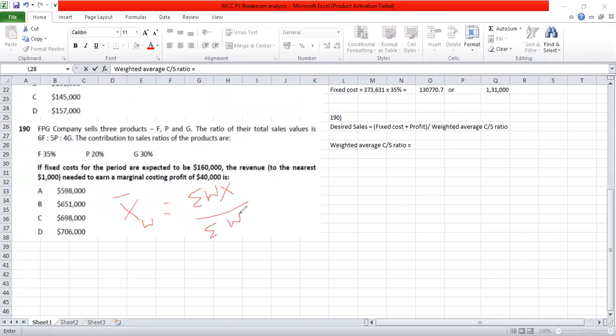What are weights here in this case? X is anyway the contribution margin ratio, because that is the main parameter here, contribution by sales ratio. So we have all of the three of them. Then we need to know what the weights are. Weights are these things, 6, 5, and 4. The sum total of that will be 15. So each contribution margin ratio should be multiplied with its respective weight. So the formula goes like this.